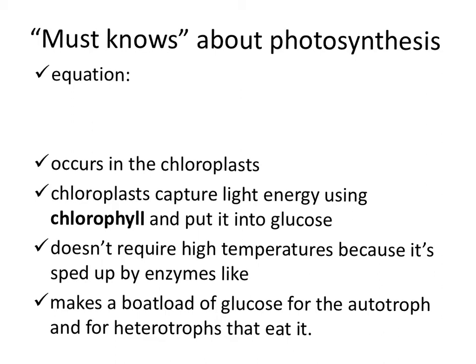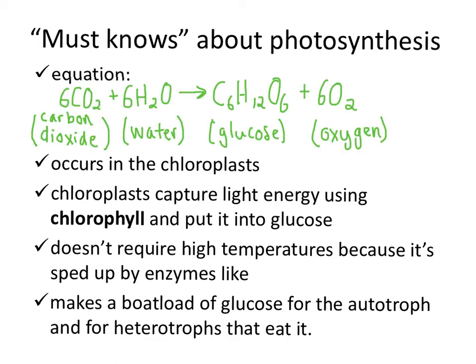So, must-knows about photosynthesis. Well, again, you have to know the equation in both words and symbols. So 6CO2 plus 6H2O turns into C6H12O6 plus 6O2. In other words, carbon dioxide plus water makes glucose and oxygen.